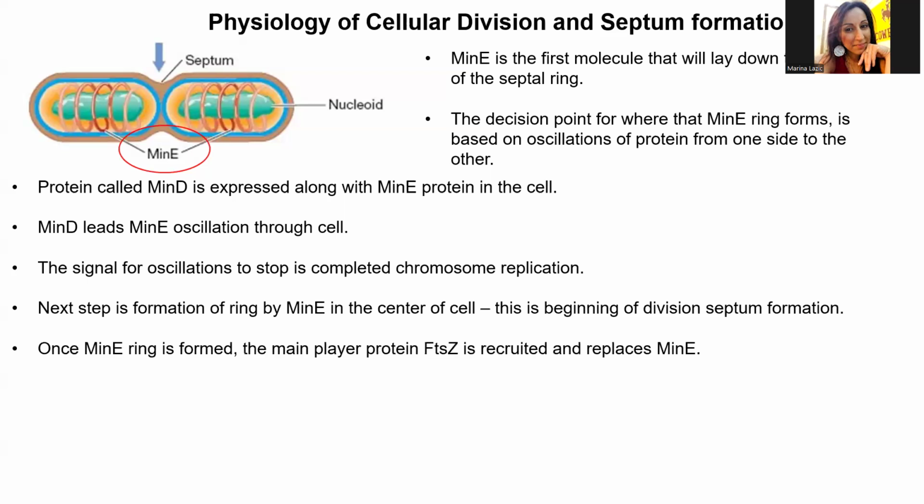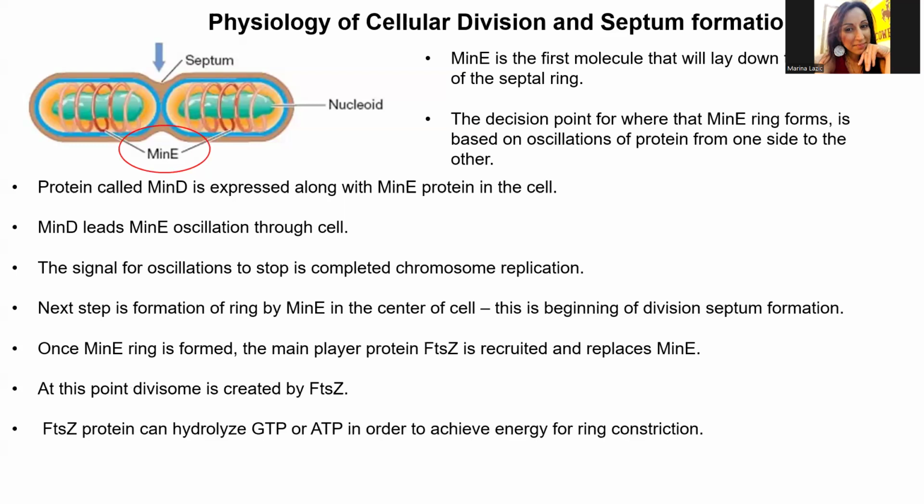Now, you already have the MinE ring formed, and this is the invitation signal for the main protein that is building the septum, called FtsZ. Do you remember that we talked about FtsZ when we talked about bacterial analogs to the eukaryotic cytoskeleton? So FtsZ is one of them. It now forms, so it replaces MinE. FtsZ is the one that actually forms the final division septum. So this division is actually made by FtsZ. So MinE gets out.